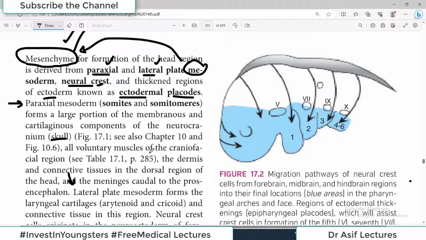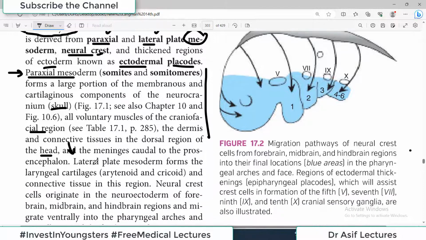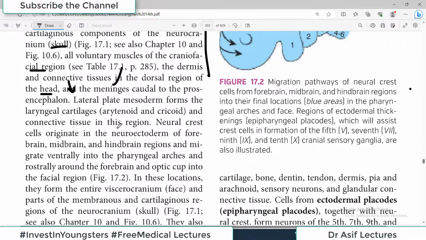All the voluntary muscles of the craniofacial region, so जितने भी आपके voluntary muscles हैं facial region में, also in the cranium, the dermis as well as the connective tissues in the dorsal region of the head. So it's a pretty big distribution from the paraxial mesoderm, and then the meninges caudal to the prosencephalon as well. So meninges as well, not only the bones and the muscles and the connective tissue but also the meninges. And the lateral plate mesoderm forms the laryngeal cartilages, और कौन कौन से, arytenoid and cricoid, and the connective tissue in this region. फिर neural crest तीसरा contributor था.